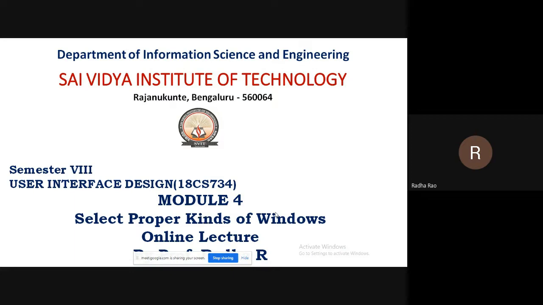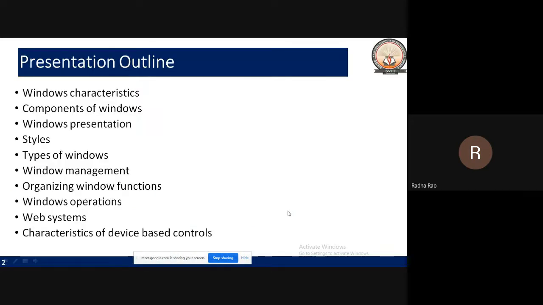In this class, I'm going to start the fourth module. It is select proper kinds of windows. We will start with the fourth module, which is comprising entirely about windows.